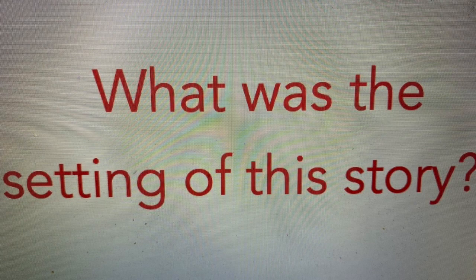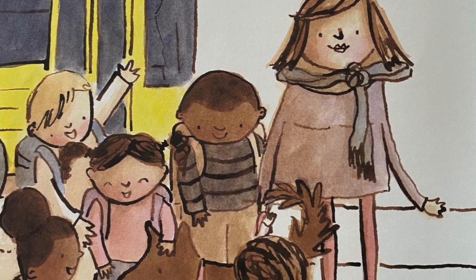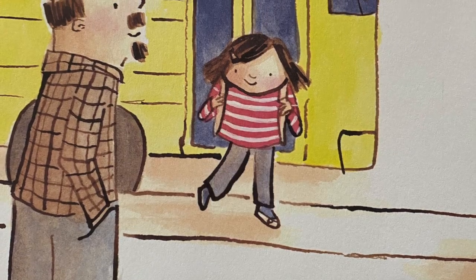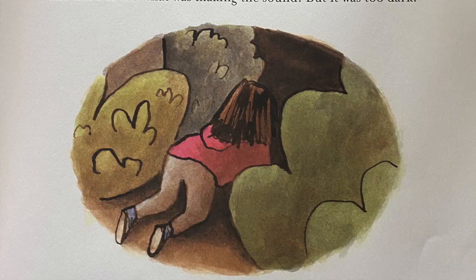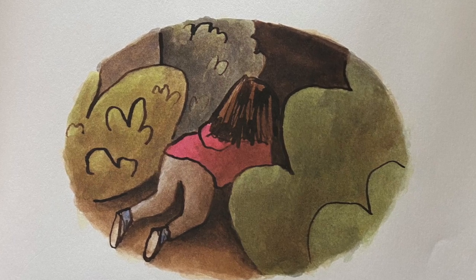Question number 1. What was the setting of this story? Remember what the word setting means? Where did the story take place? Press pause and see if you can remember. Did you say the bus stop was the setting in the story? Yeah, that's what I said too. There are definitely some other locations in the story that they go, like maybe the bush where she finds Sugar, but the setting of this story definitely mostly takes place at the bus stop.